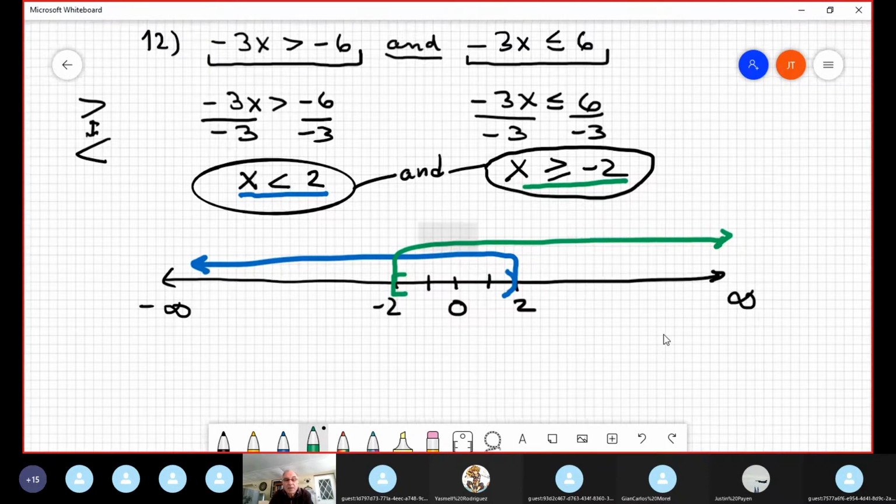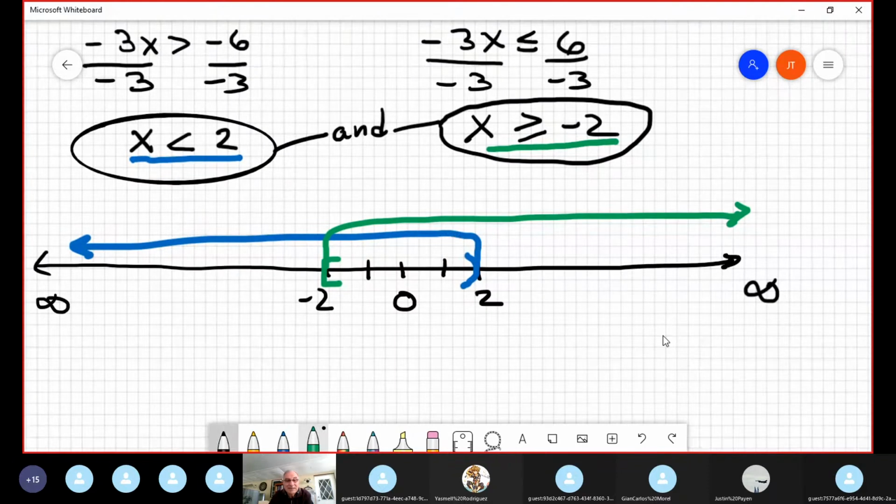Now, remember, "and" is the common element, what they share, the overlap of both intervals. What is the part in which they overlap? The blue interval and the green interval. In my opinion, it's obvious: it's in between negative 2 and positive 2. Of course, include negative 2 and do not include positive 2.